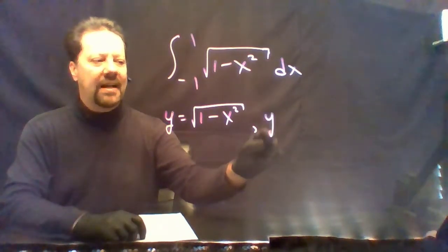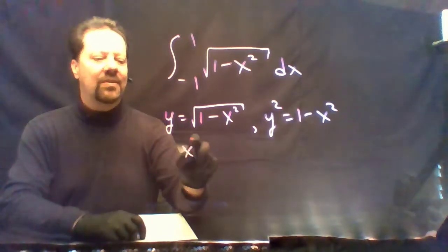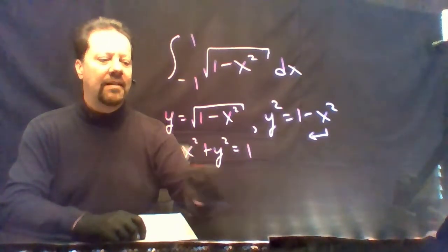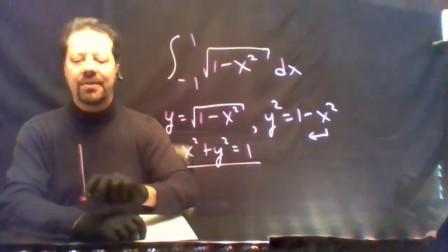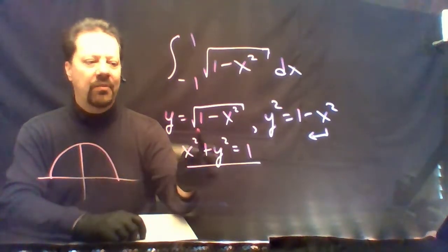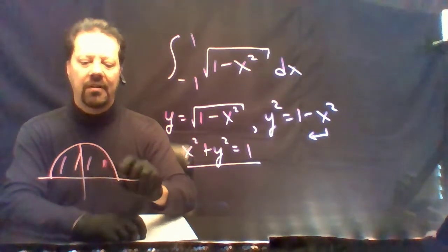If you square both sides here, you'll get y squared equals 1 minus x squared, and hence x squared plus y squared equals 1. It should be obvious now that you're dealing with a circle of radius 1, but with the principal square root, you only get the top half, right here.